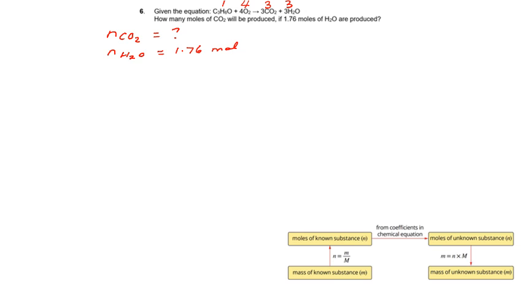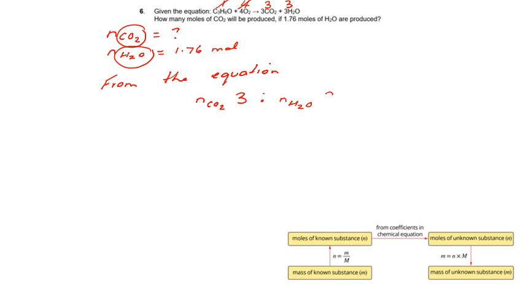Now, I don't actually have to care what the molar ratio of my reagents is, because my question's asking for the number of moles of carbon dioxide and the number of moles of water. When I look at this from the equation, I know that the number of moles of CO2 is equal to 3, and the ratio, if I compare it, is the number of moles of H2O is equal to 3. This means that this is a 1:1 ratio.